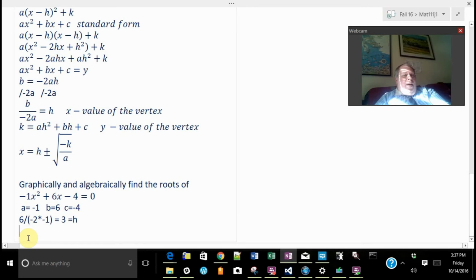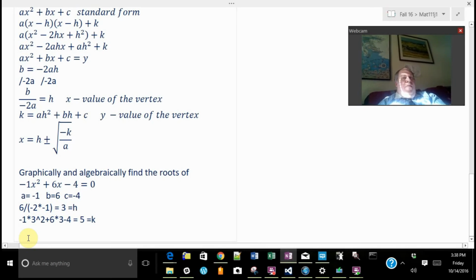Now, all I have to do is plug that 3 into this formula, and I'll get k. So that's going to be -1 times 3 squared plus 6 times 3 minus 4, which is going to give me 5 for k.